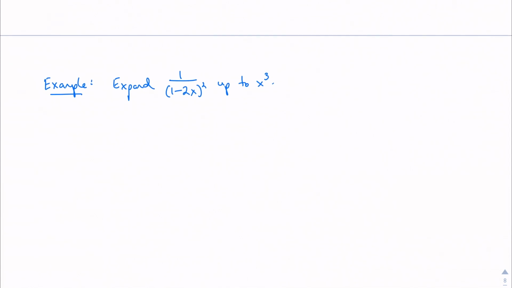So my example is to expand 1 over (1 minus 2x) squared all the way up to x cubed. This doesn't look like a negative exponent yet, but we can write it that way, right? We can write this as (1 minus 2x) to the negative 2, which means we can use our formula. First term is always 1, it's always equal to that first term in the binomial, plus 2x, so that n is always going to match the exponent, just the number, not the sign, right? We don't care about the negative here right now. Plus, so here we go, right?